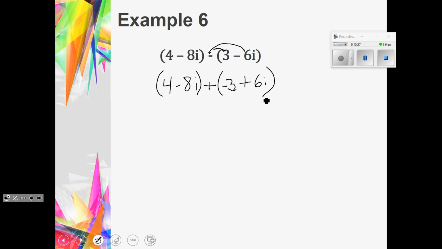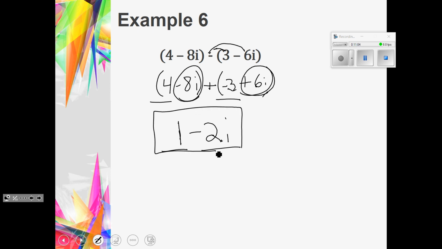Go ahead and add those together real quickly for me. So in order to add, we add what matches. So 4 plus negative 3, that is 1. And then negative 8i plus 6i is negative 2i. Can you add those together and keep going? No, because they are not like terms. This is a real number. This is an imaginary number. So you write it just like that in a plus bi form.